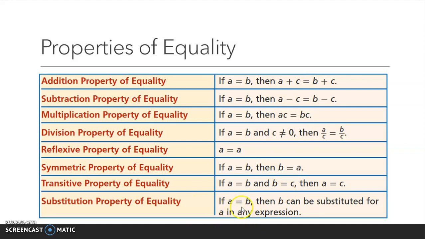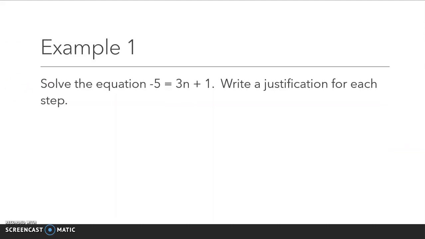It says if A equals B, then I can replace any A's in an expression with B's. So you're all familiar with how to substitute something, but there's actually a property that says that. So let's take a look at an example of creating an algebraic proof. Okay, so it says solve the equation -5 equals 3n plus 1 and write a justification for each step.